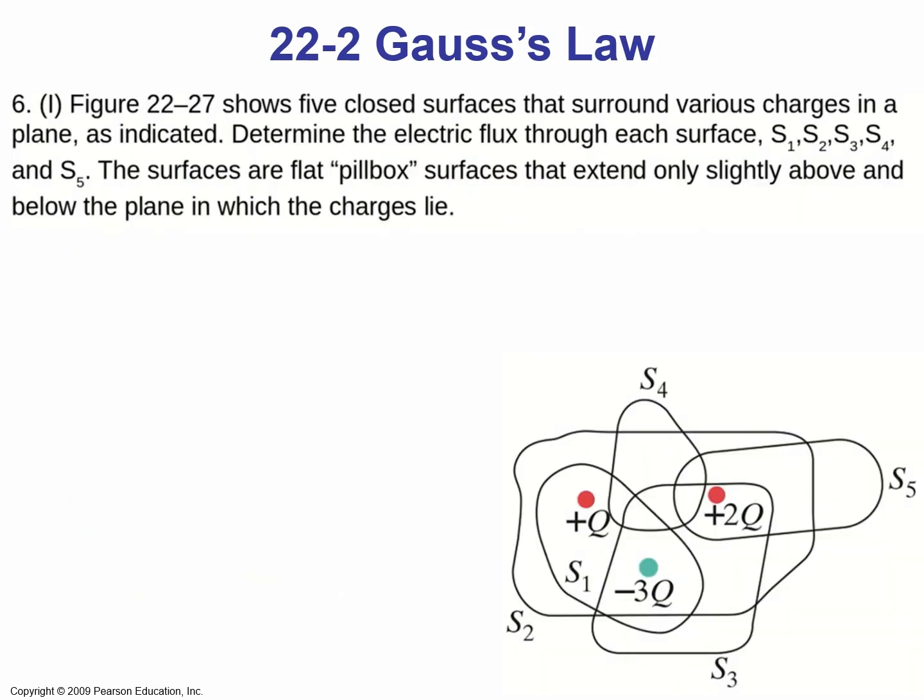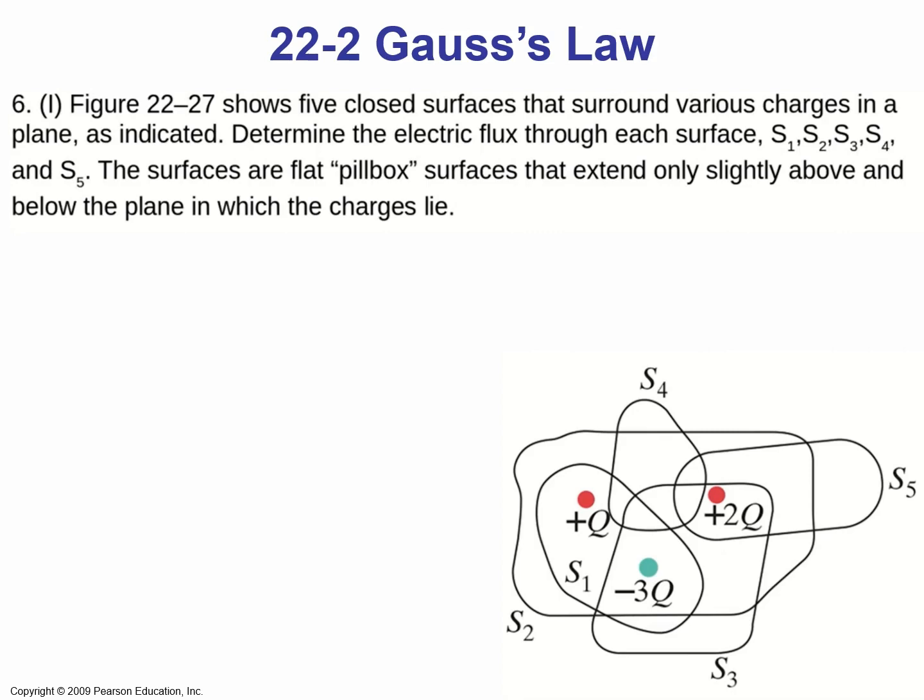To illustrate this point further, let's look at problem number 6 in the book as an example. The figure below shows 5 enclosed surfaces that surround various charges in a plane, as indicated by S1 through S5. Determine the electric flux through each surface. The surfaces are flat pillbox surfaces that extend only slightly above and below the plane in which the charges lie, so you don't need to worry about the three-dimensional calculations.